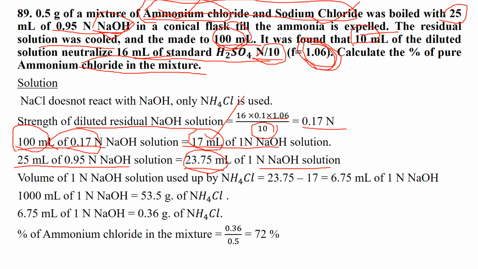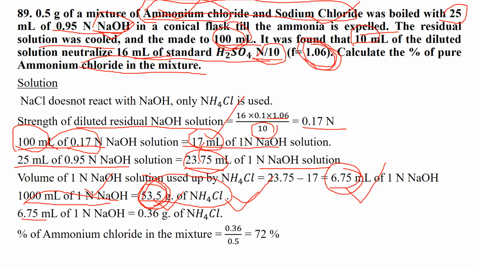Then how much is consumed by the ammonium chloride? 23.75 minus 17, that is 6.75 ml of 1 N NaOH consumed by ammonium chloride. Then 1000 ml of 1 N NaOH means 53.5 gram of ammonium chloride. This 53.5 is the equivalent weight of ammonium chloride. This is based upon the gram equivalent concept: the number of gram equivalents of NaOH is equal to the number of gram equivalents of ammonium chloride.